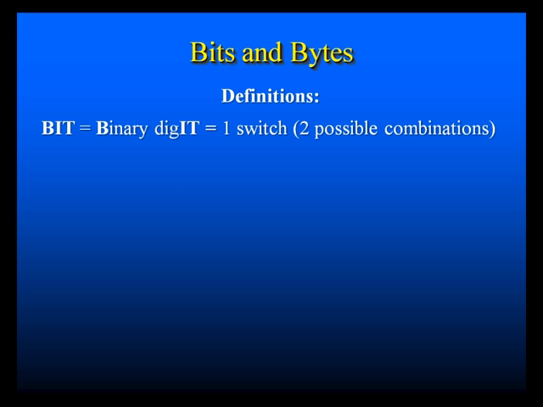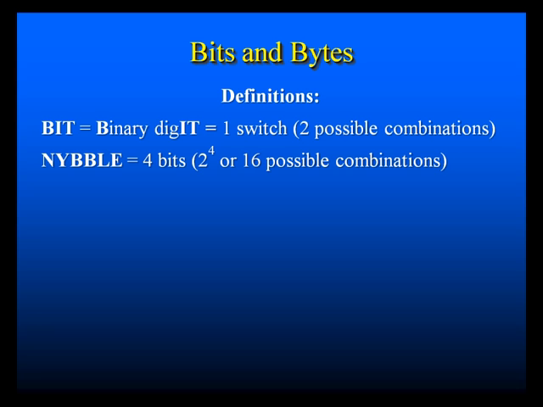What is a bit? Well, a bit is basically one switch. It's a binary digit with 2 possible combinations. It's either on or it's off. What is a nibble? A term not used too much, but it refers to 4 bits. So what we were just looking at was the possible combinations for a nibble, 4 bits, 16 possible combinations.